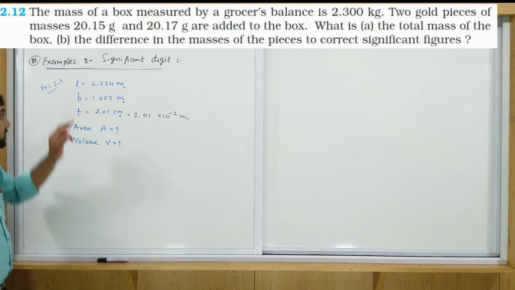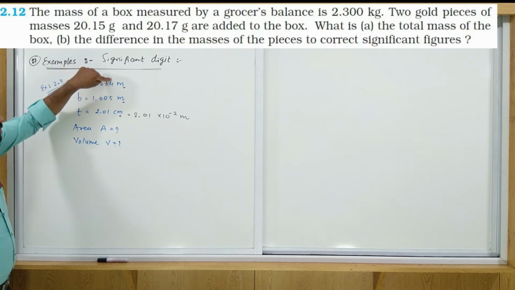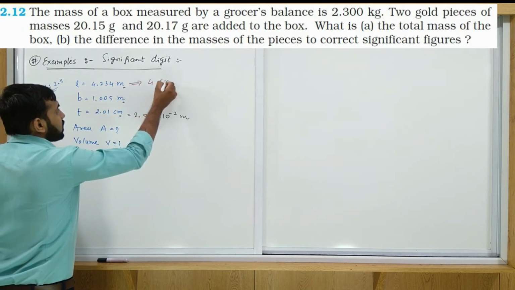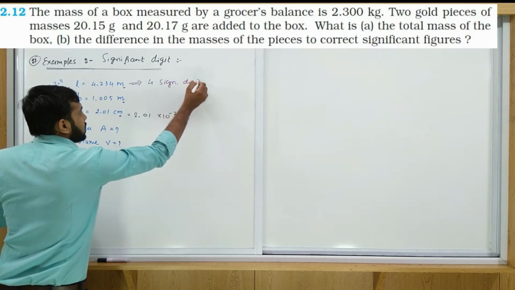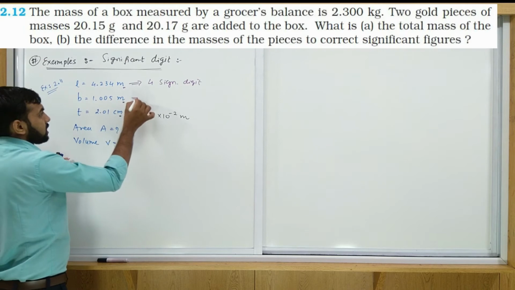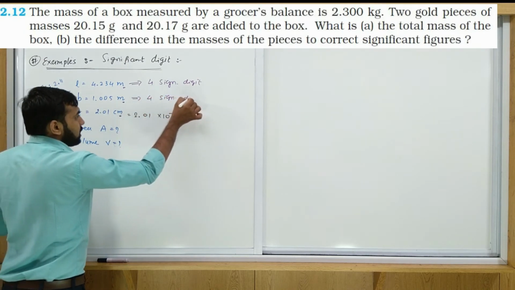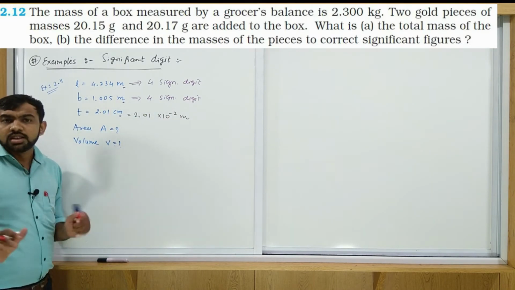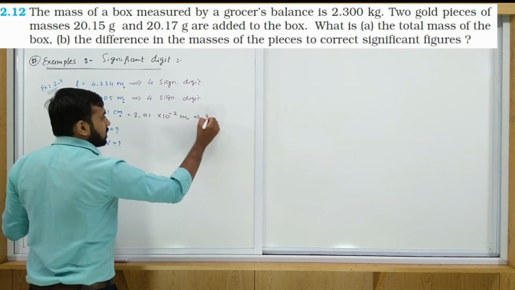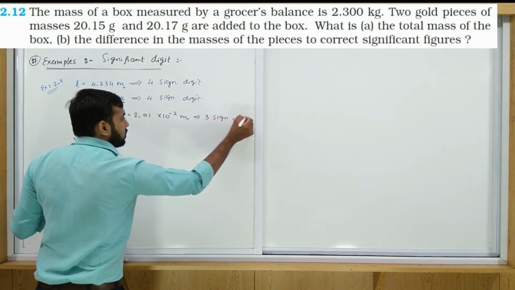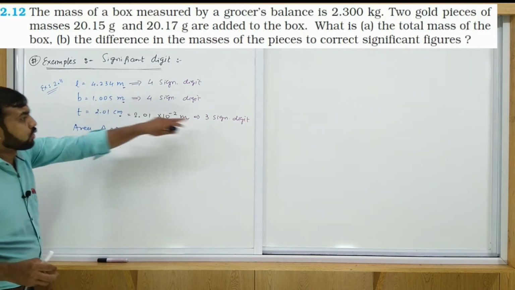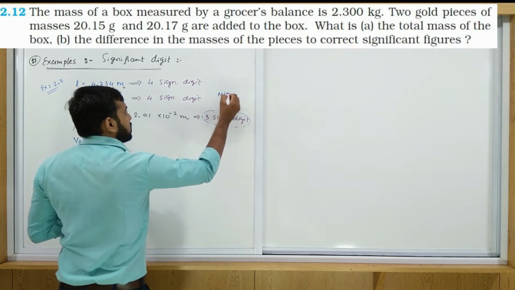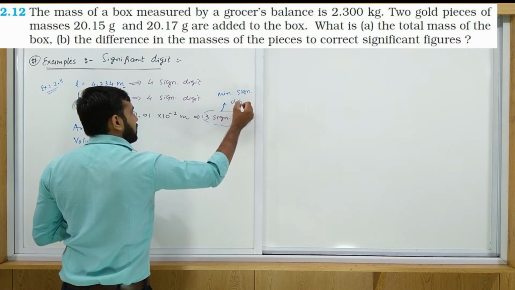Now we apply the rule of significant digits. How many significant digits here? 1, 2, 3, 4. So 4 significant digits. Again 1, 2, 3, 4: 4 significant digits. Then 1, 2, 3 and 10 raised to minus 2. Whatever the power of 10, it is not counted as significant. So here 3 significant digits. Out of this, which one is the minimum? 4, 4 or 3? This is the minimum.